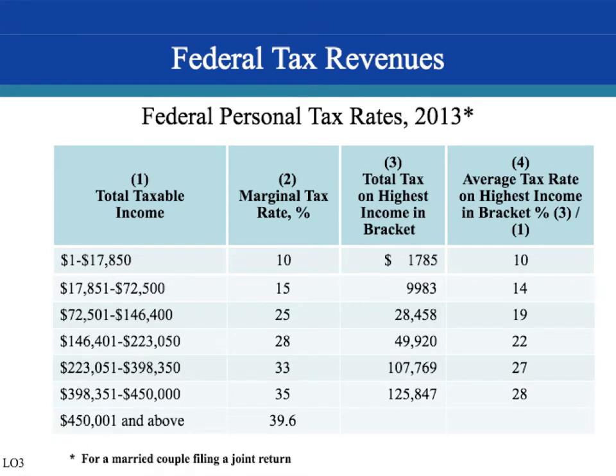So how are people actually taxed? Let's say your income is $150,000. On the first $17,850 of their income, they're going to pay the 10% rate, so they're going to pay a total of $1,785. And then on the next bracket of their income, from $17,851 to $72,500, they're going to pay 15%. Since they make more than that, they'll pay the full amount of $9,983. They're also going to pay the full amount in the third bracket because their income is above this. So they're going to pay a total tax of $28,453.